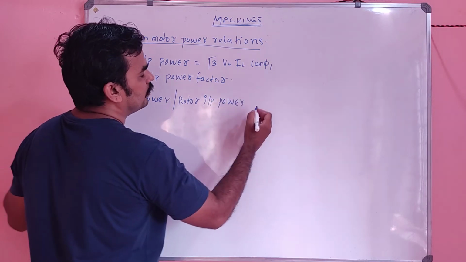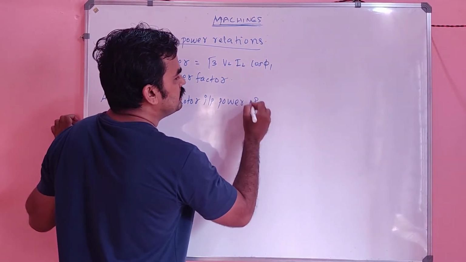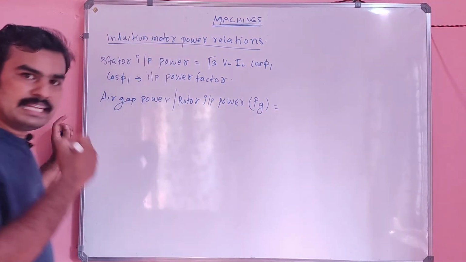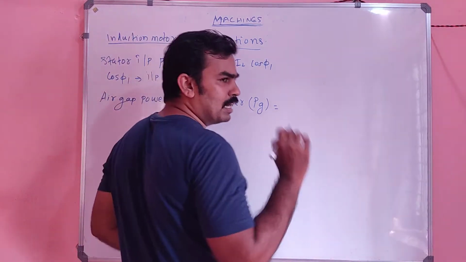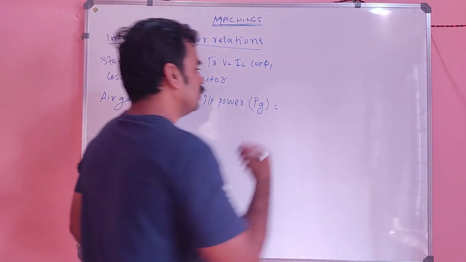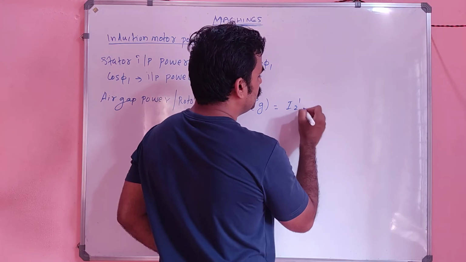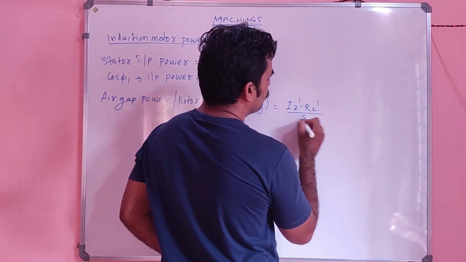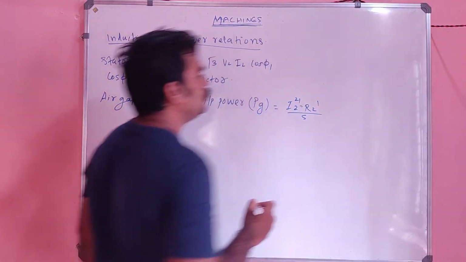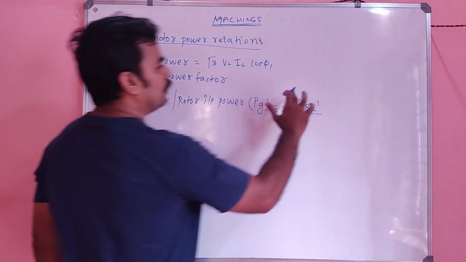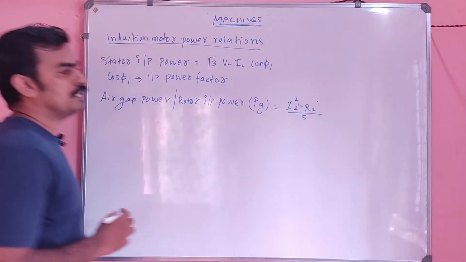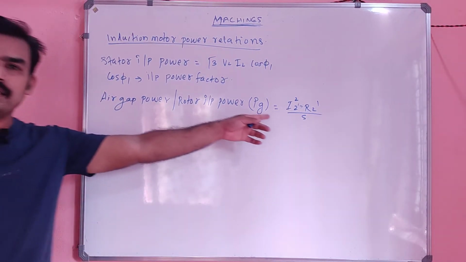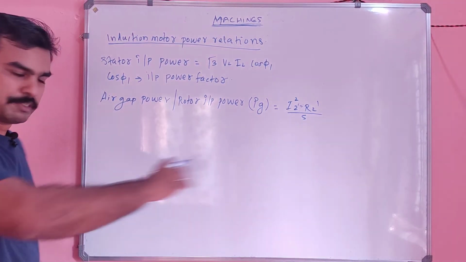Rotor input power, which is represented by PG. There is an equation for that; you just mug up that equation. It is I2 dash square into R2 dash by S. It can be simply observed by using that expression itself, no?